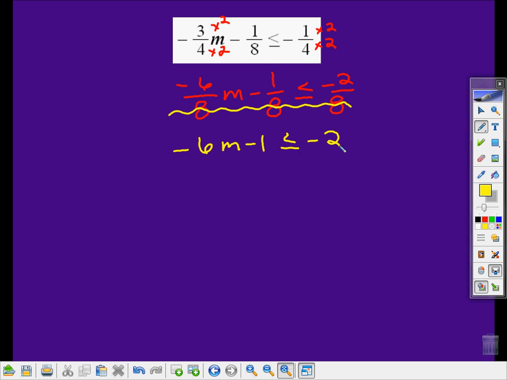Coop, what should I do? Then you have to undo the subtraction, so you have to add 1. Yep. So -6m is less than or equal to -1. Then what do I have to do, Cole?